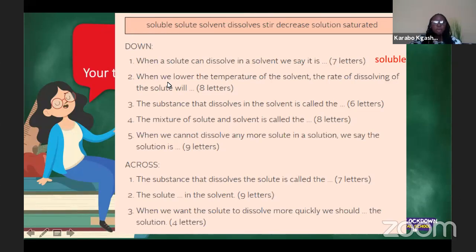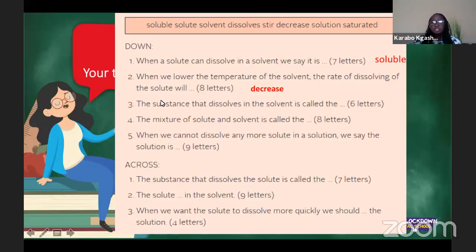Next one. When we lower the temperature of the solvent, the rate of dissolving the solute will decrease. Iksan, yay! First one to answer. Well done. It will decrease. Then Arudri, Tedza, Skurudu, Tanze, Hanro. Thank you, guys. It will definitely decrease. Let's look at the next one.